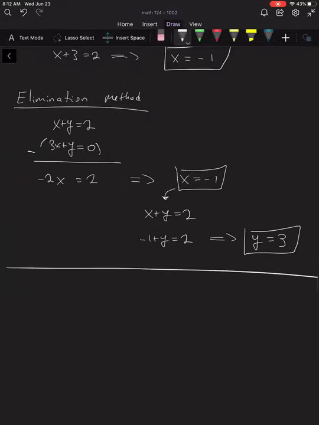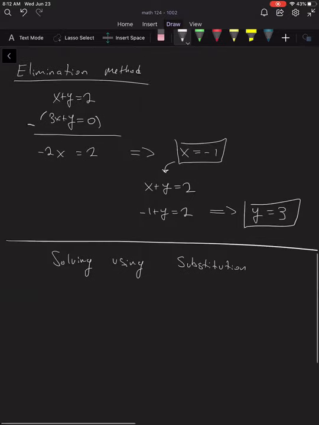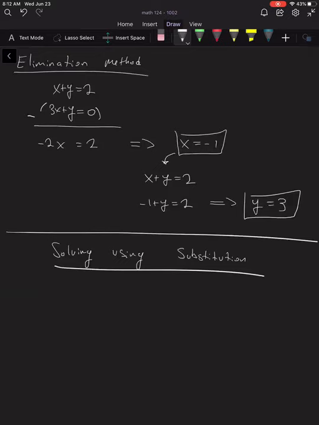Now let's do several of the substitution method. Okay, substitution. So this is number 18. 3x minus y is equal to 5, and x plus y is equal to 1/2.